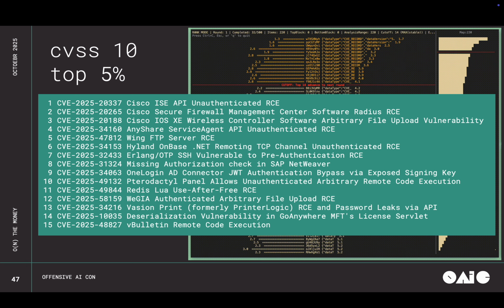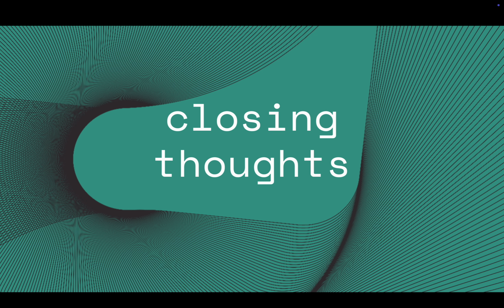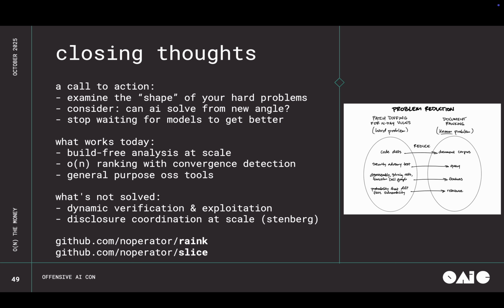So, a couple of closing thoughts. What I would really like to communicate here is: please examine the shape of your hard problems and ask, might it feasibly be solved with AI if you approached it from a different angle, or transformed it into a kind of problem that we already know how to solve and that a large language model can do at scale quite effectively.